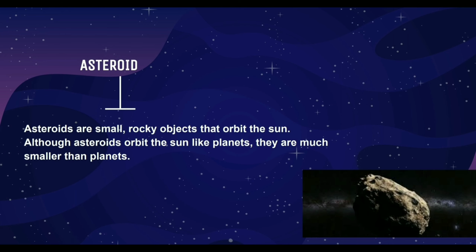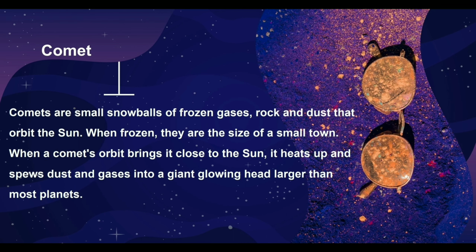Alright, so now a comet. Now, comets are small snowballs of frozen gases, rock and dust that orbit the sun. So unlike an asteroid, which is rocky, a comet is frozen. So the difference between an asteroid and a comet, we can point out already, is that an asteroid is rocky, while a comet is a snowball of frozen gas. When frozen, they're the size of a small town. So when they're frozen, they're little cute things orbiting the sun.